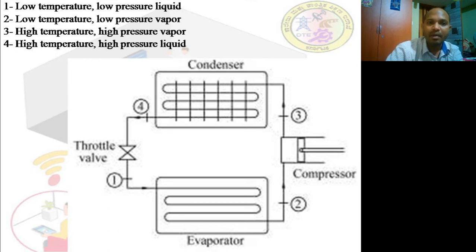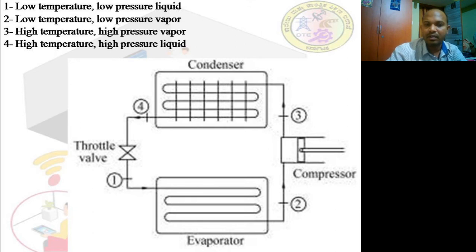So the low pressure, low temperature vapor will enter into the compressor, where it will be compressed to a very high pressure and temperature. The very high temperature and high pressure vapor refrigerant will go into the condenser, where the condenser will condense it into a high temperature, high pressure liquid. Is it clear? Then it will come out at the 4th point, the high temperature, high pressure liquid refrigerant coming out of the condenser.